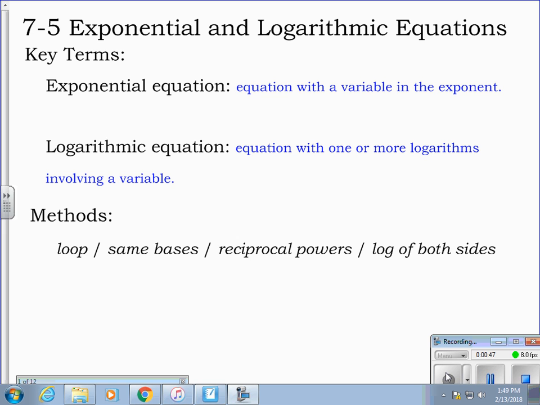We're going to do the loop, which we've done. Looping is taking one and rewriting it as the other, taking a logarithm, writing it as an exponential, and solving it that way. Same bases, where you get the bases the same. We've done that. We're going to step it up a notch today. And then we're going to do reciprocal powers and logs of both sides.